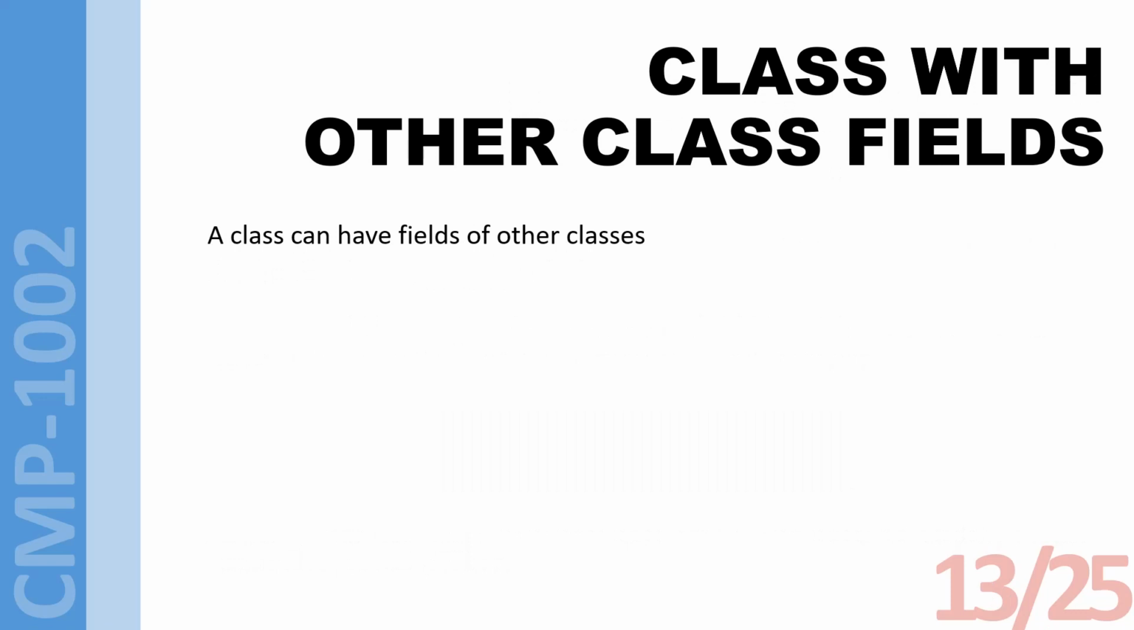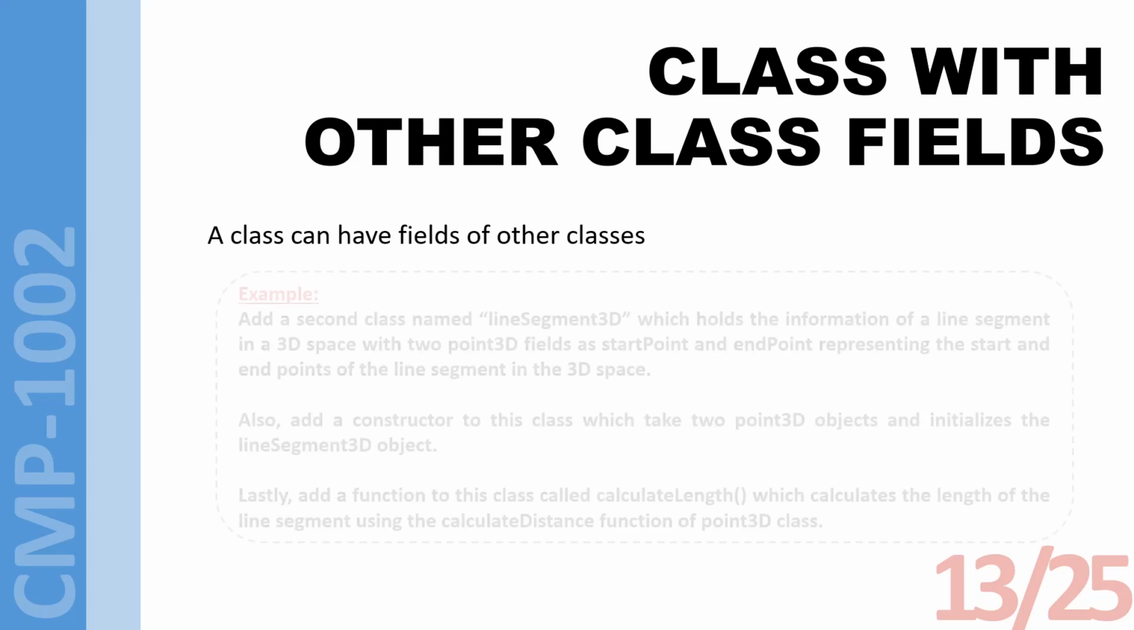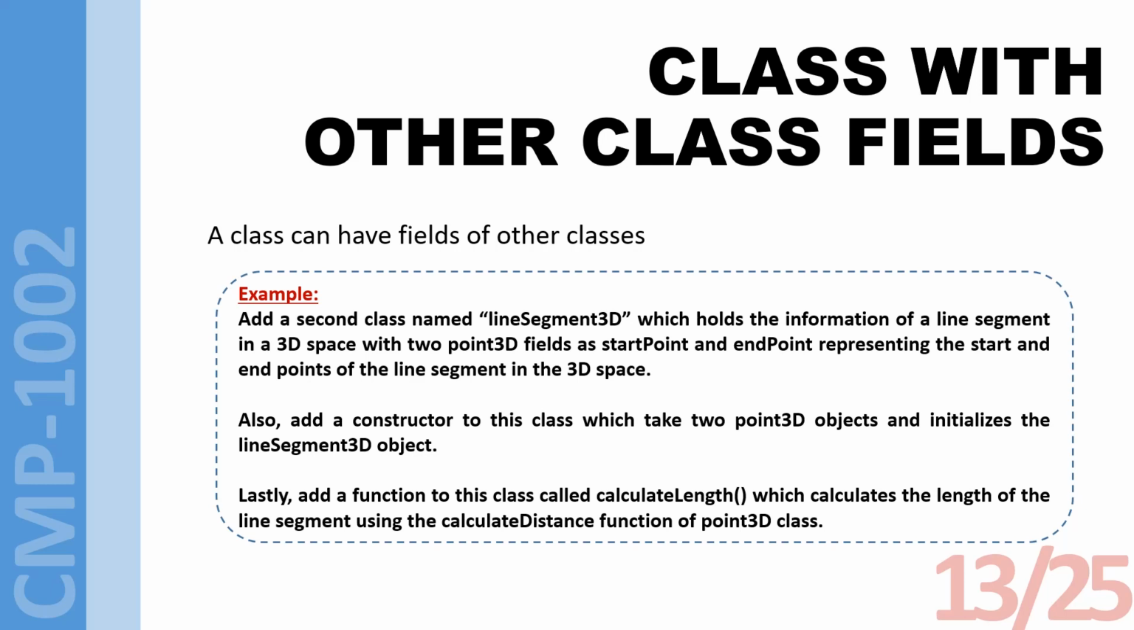In the point3d class that we have declared, all the fields are actually doubles, simple primitives. But we mentioned that a class can have fields of other classes, it can have other objects. So let's look at it with an example. Here we would like to add a second class. This class is going to be called line segment 3D, and it is going to hold the information of a line segment in three-dimensional space. Obviously, a line segment is represented by two point3d objects, and therefore there are going to be two point3d fields. The first one is called start point, and the second one is called end point, representing the start and end points of this line segment.